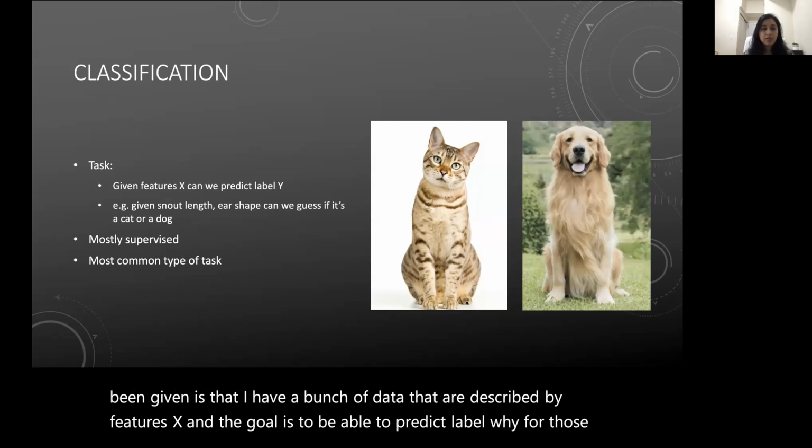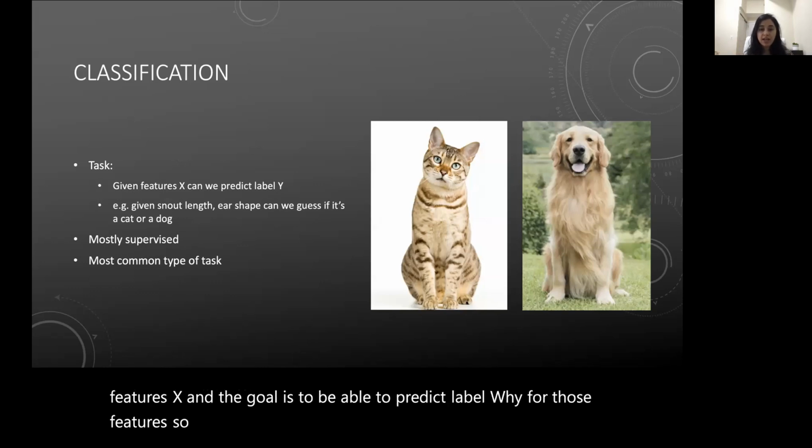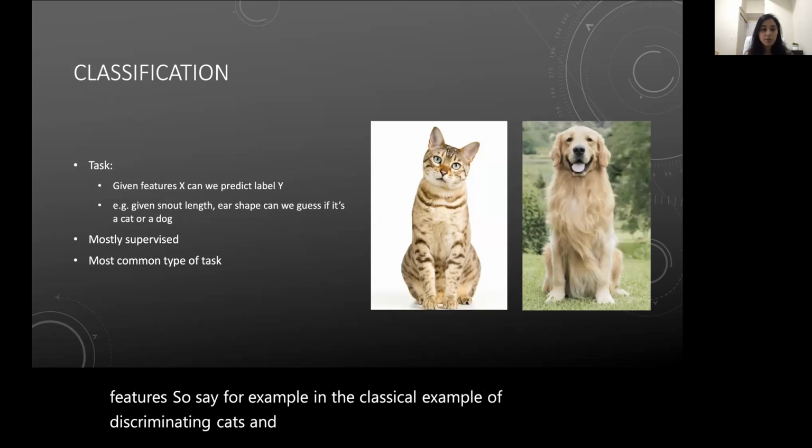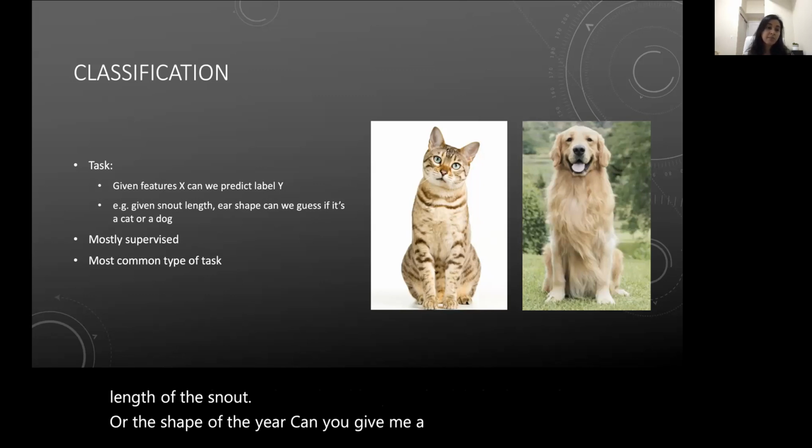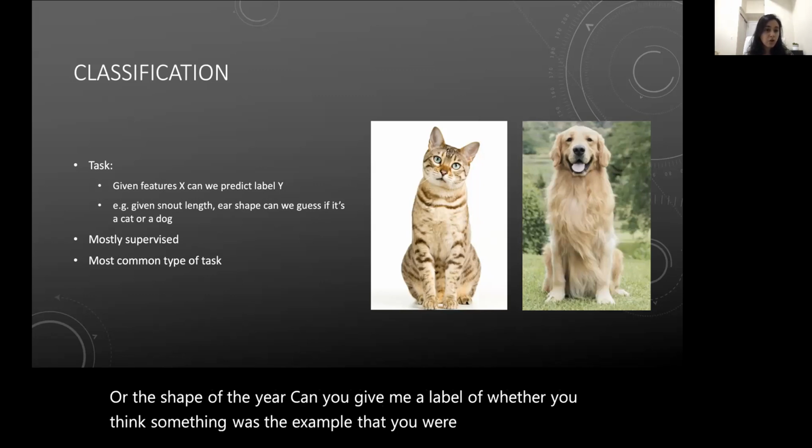So say, for example, in the classical example of discriminating cats and dogs, if I give you measurements of the length of the snout or the shape of the ear, can you give me a label of whether you think the example that you were presented with was a cat or a dog?